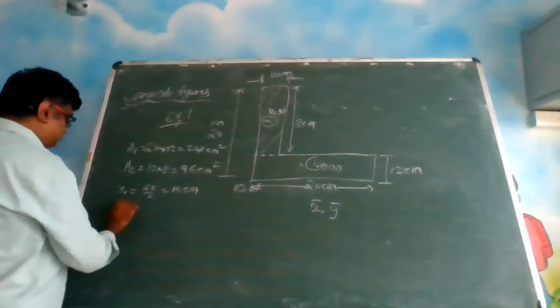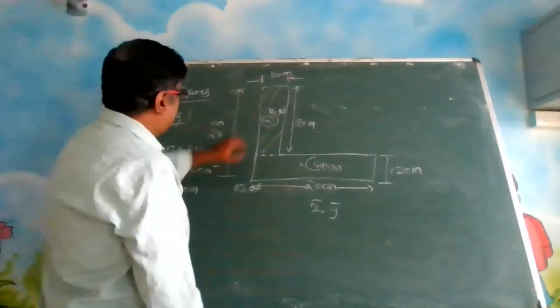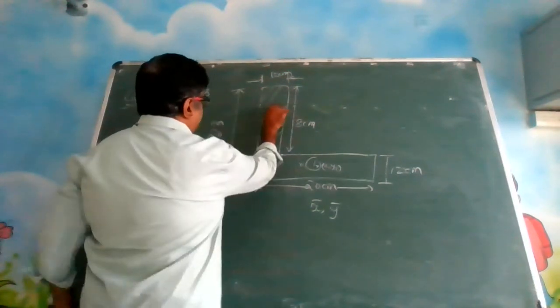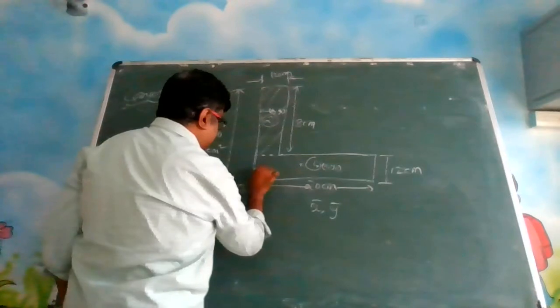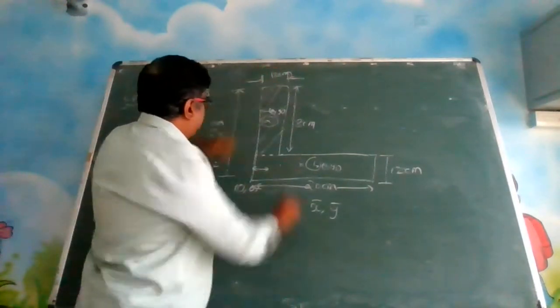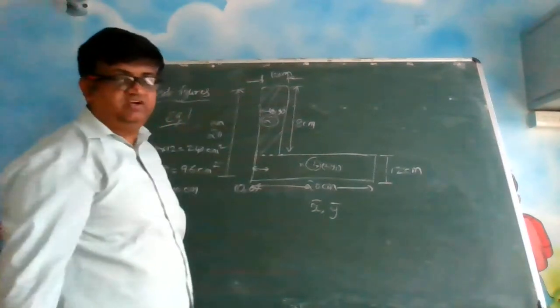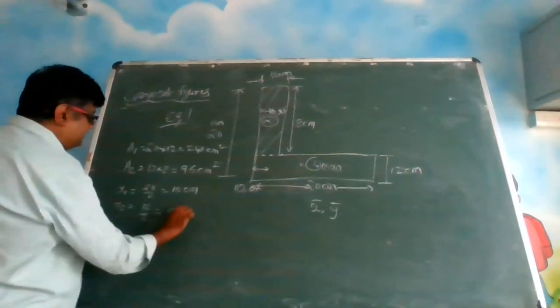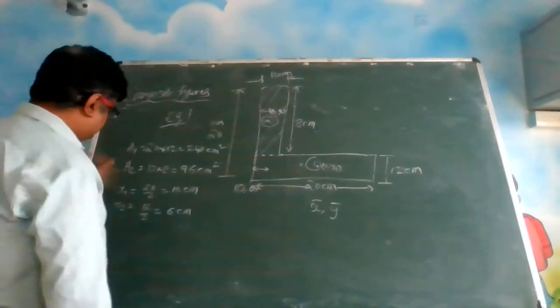Straight. x2. x2 means what? For this rectangle, you have to find the x coordinate. Is it not this distance? That means this distance, both are parallel, no? So this is 12 centimeter. What will be this? Half of 12 centimeter? So it is half of 12, 6 centimeter. x1, x2 over.